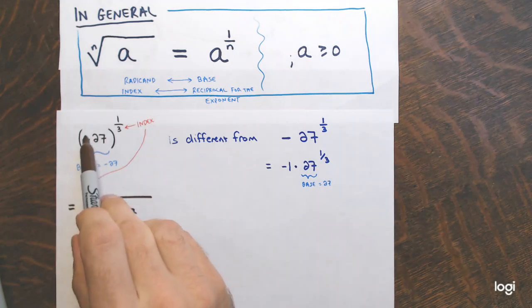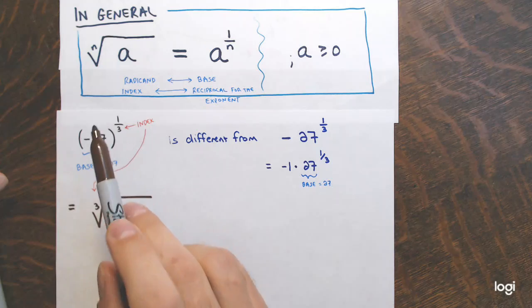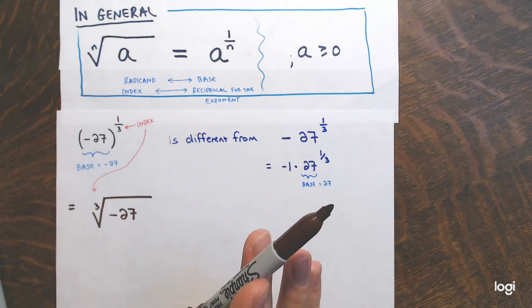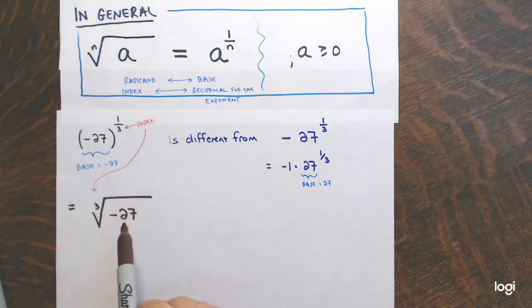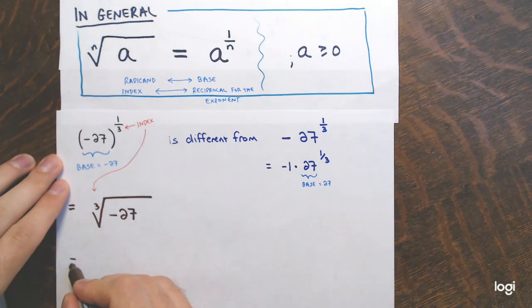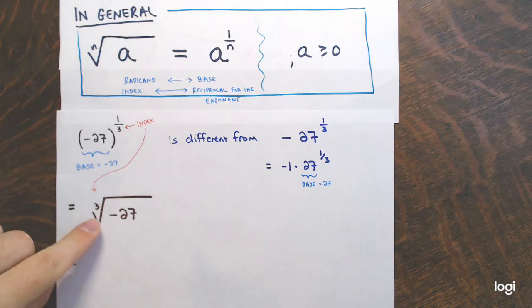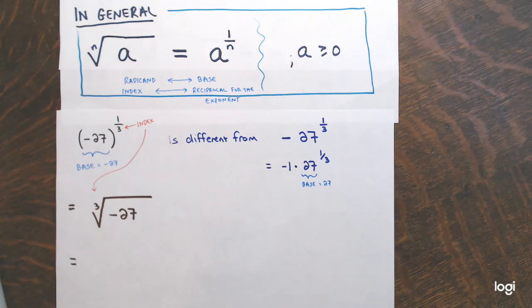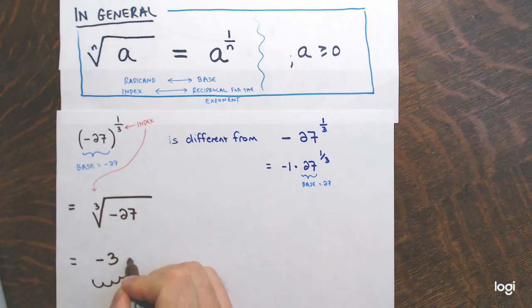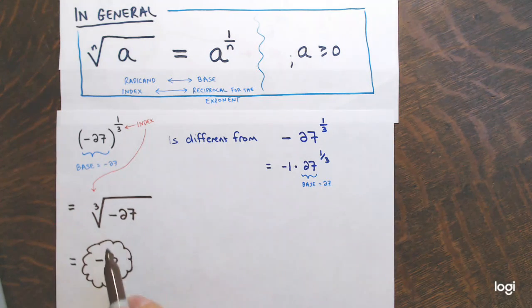So this negative 27 to the 1/3 power means exactly the same thing as the cube root of negative 27. And hopefully we know how to simplify this. Negative 27 is a perfect cube. This is an odd root, so it doesn't matter that this is a negative radicand. You can take the odd roots of anything. All you're thinking of here is what's a number that you can raise to the 3rd power to get negative 27, and that would be -3. -3 to the 3rd power is negative 27.